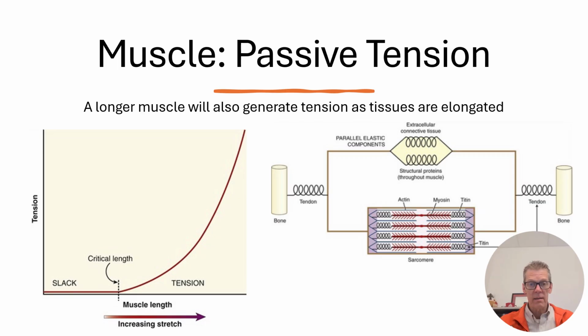Because we're gaining passive tension at a pretty rapid rate here, exponential rate of tension development as the muscle gets longer, that's going to protect us from going too far. And so it's a protective mechanism that's really a valuable part of the muscle structure.